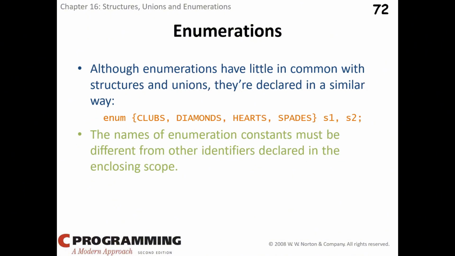And although enumerations are different from structures and unions, they share a similar declaration syntax in C. So to define an enumeration, we use the enum keyword followed by a list of possible values enclosed in braces. And each value is assigned a unique name known as an enumeration constant. Here we can see the example in our slide here. And it's essential to note that the names of enumeration constants must be distinct from other identifiers declared in the same scope to avoid any conflicts.